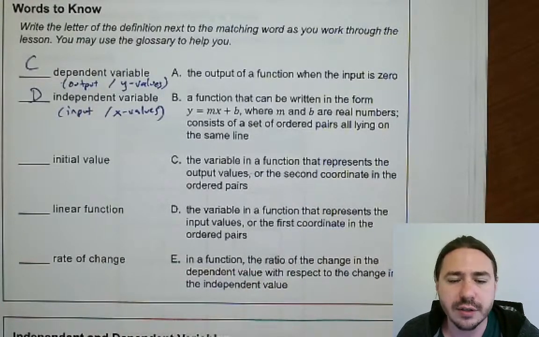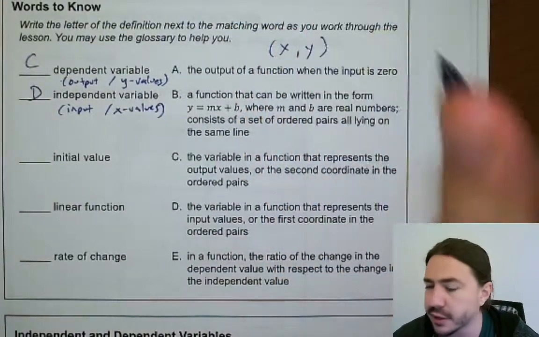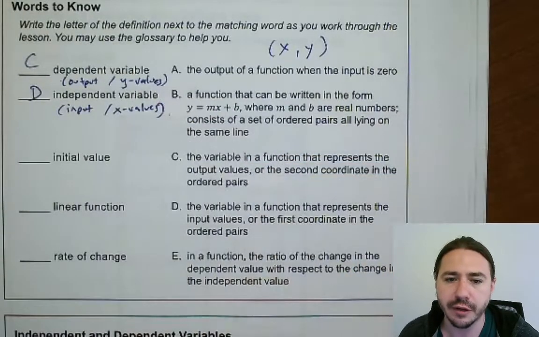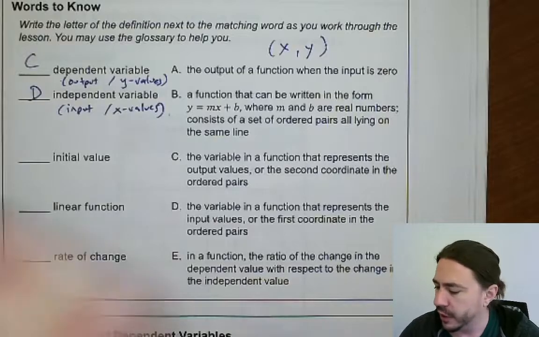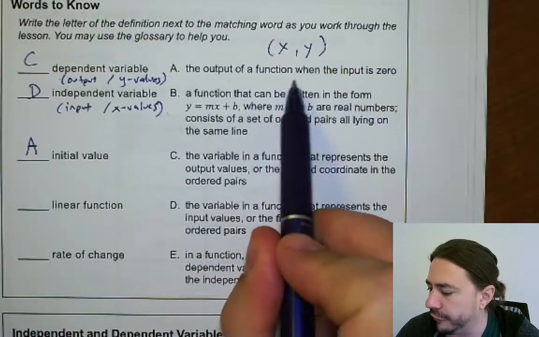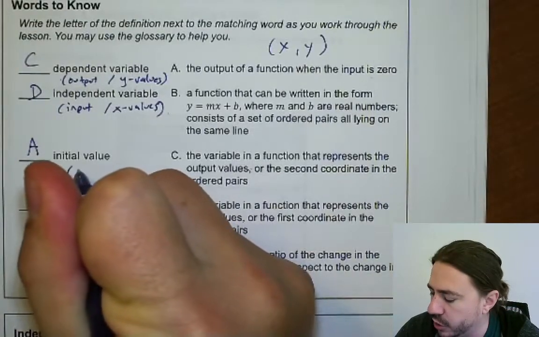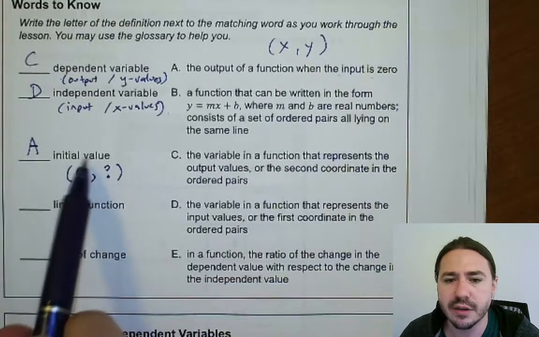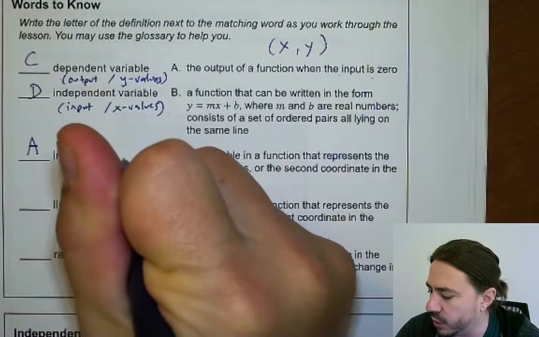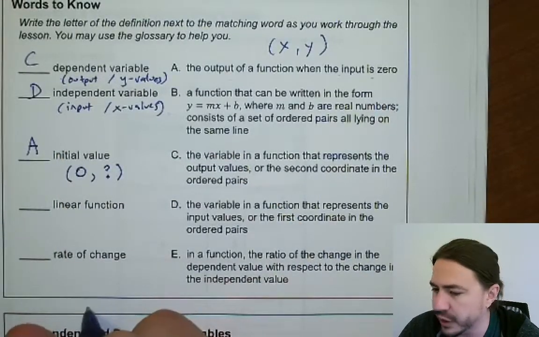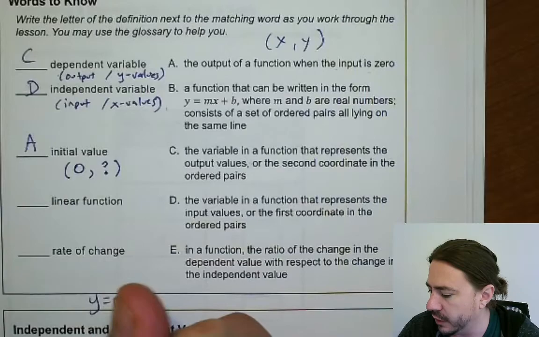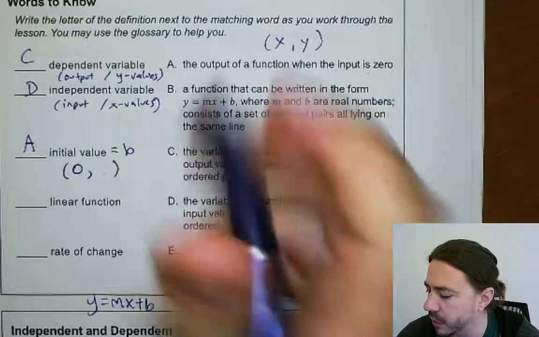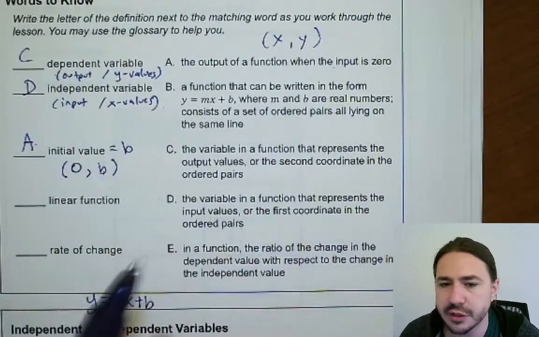If you're looking at a coordinate, an x comma y coordinate, the first number is your independent value and the second number is your output or your dependent value. The initial value, we're going to define as the output of a function when the input is 0. So if you have a coordinate 0 comma something, whatever that something is will be the initial value. If you see the equation written as y equals mx plus b, then the initial value is the b value. So I'm actually going to change this question mark to a b. Whatever that number is, that's your initial value.